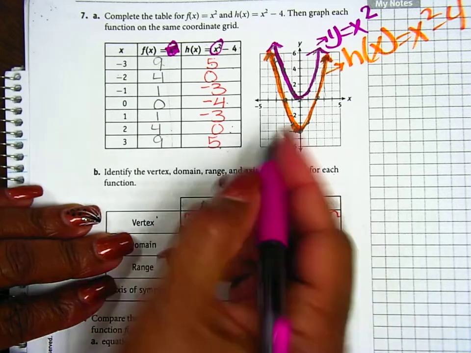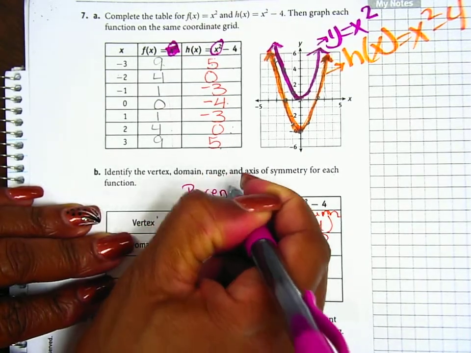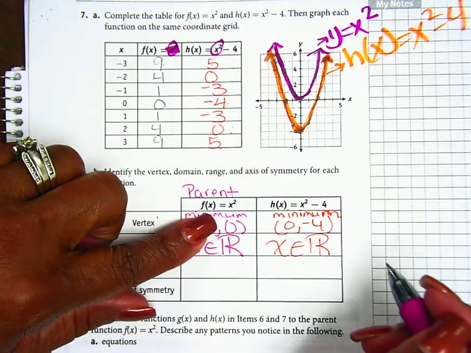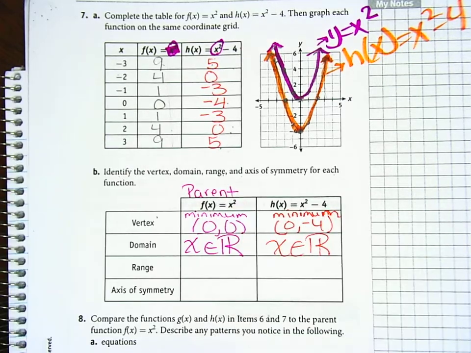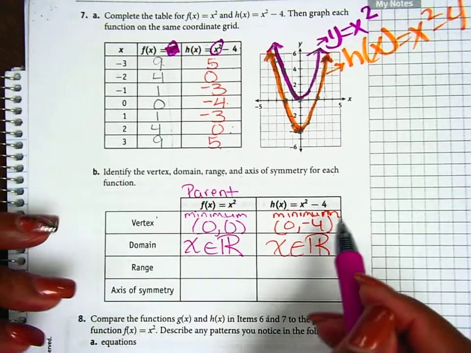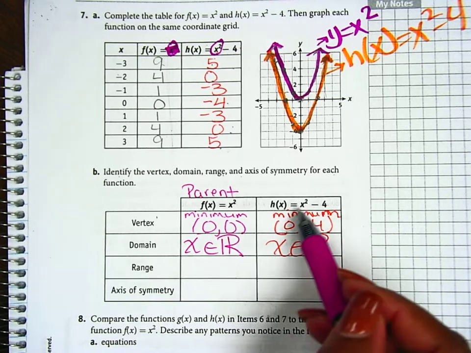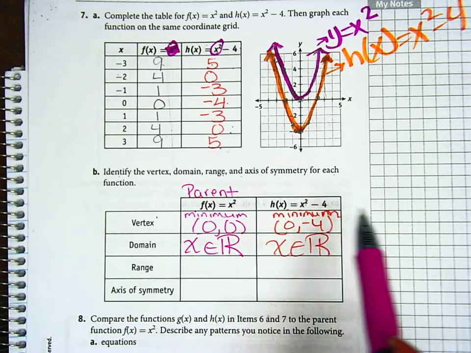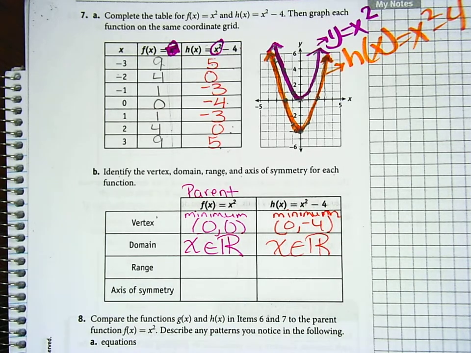This is the parent function for quadratics, okay? This is key. It's a part of the quadratic family because it's got x squared. That's the highest degree. Okay, so what we're going to do, continue on.